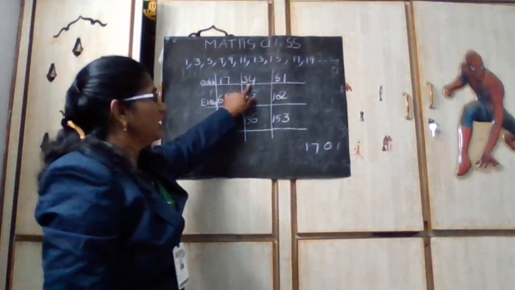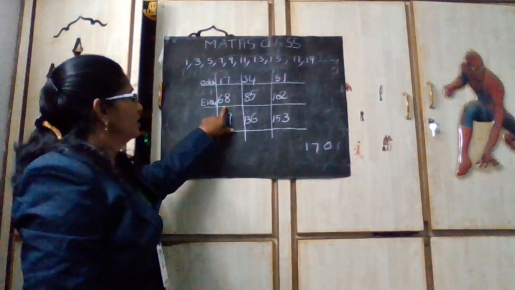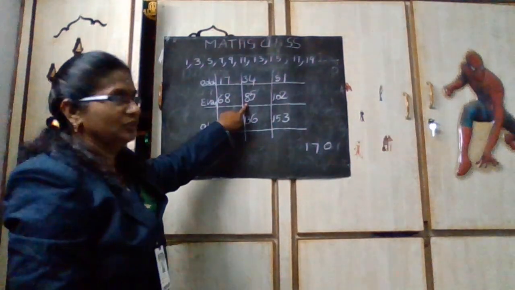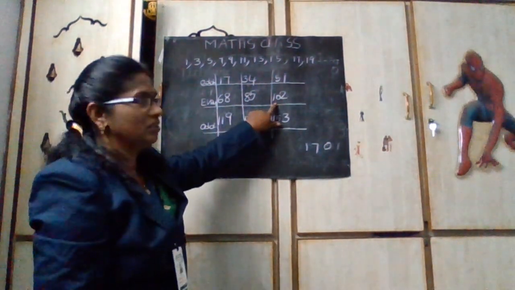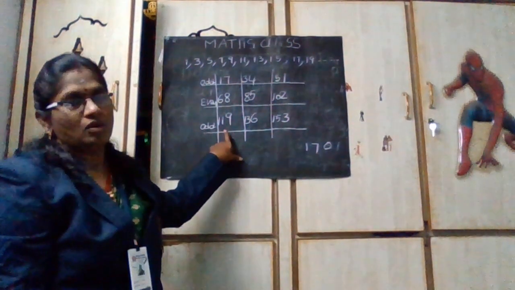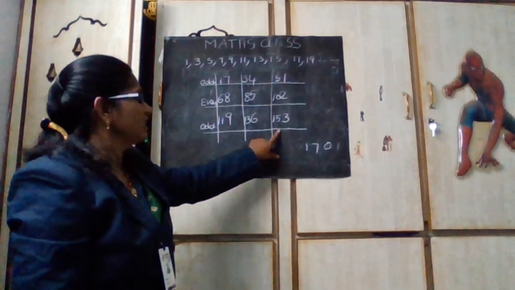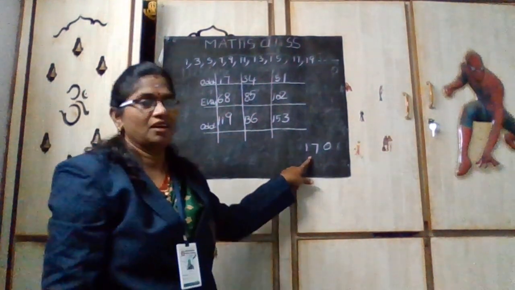17 ones are 17, 17 twos are 34, 17 threes are 51, 17 fours are 68, and 17 fives are 85. 17 sixes are 102, 17 sevens are 119, 17 eights are 136, 17 nines are 153, 17 tens are 170.